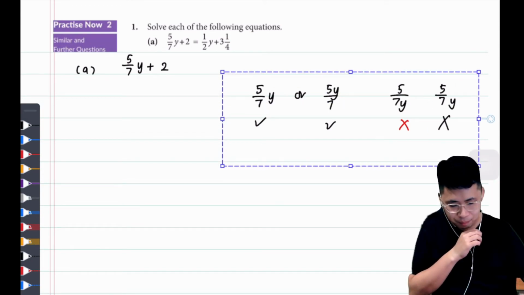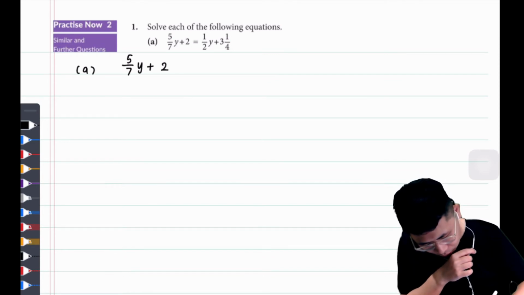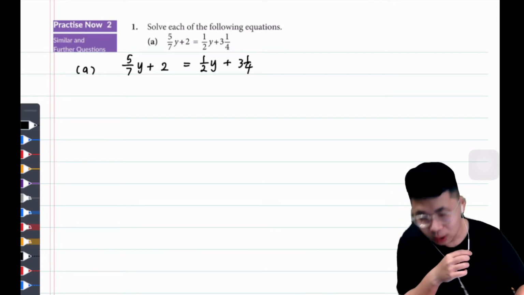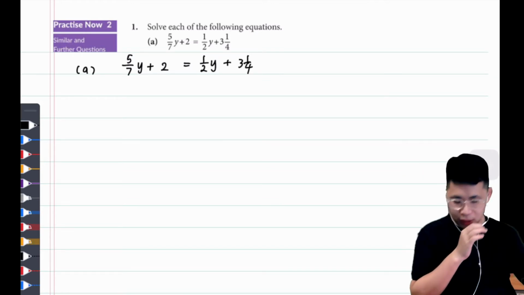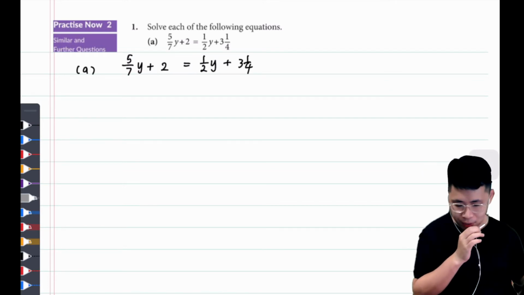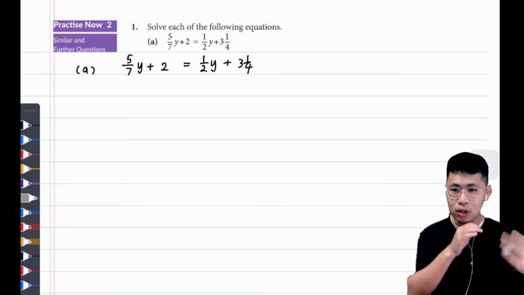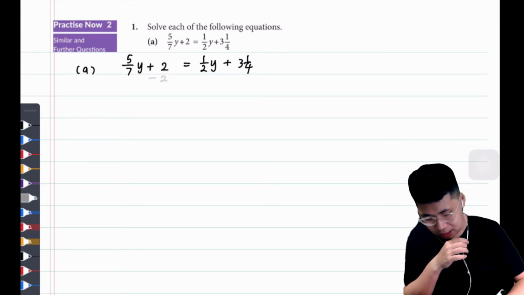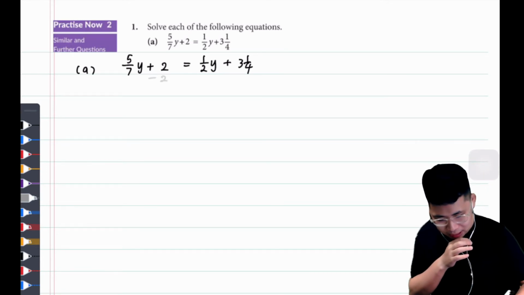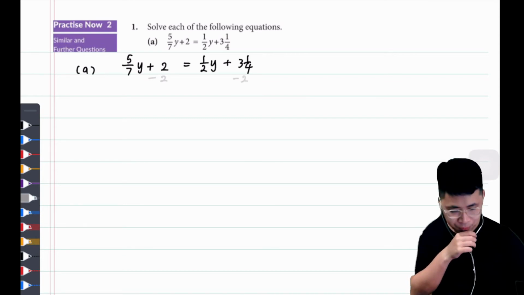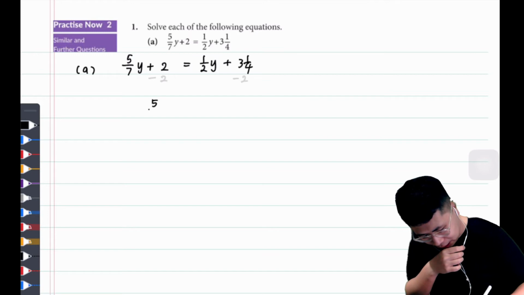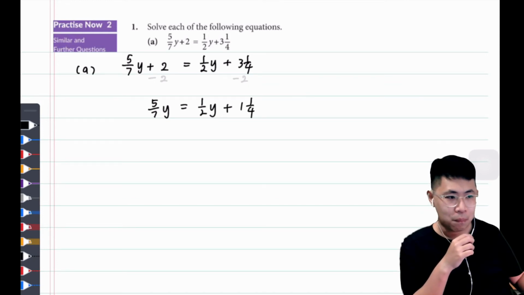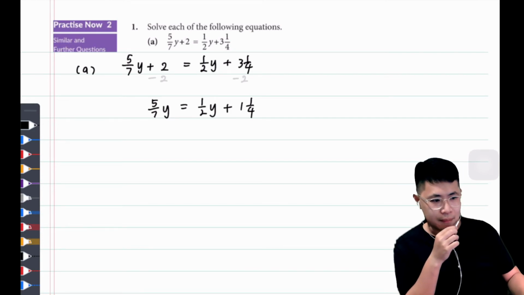Okay, so over here, we continue on with a half y plus 3 and 1 quarter. So with this one, what should we do? We do the same as what we did last time. On the left hand side, I don't want the plus 2, so we need to reverse to minus 2 on the left. Do the same on the right, but we do this for the number. So on the left, I'm going to be left with 5 over 7 y. On the right hand side, I have half y, and that 1 minus 2 gives me 1 and 1 quarter.